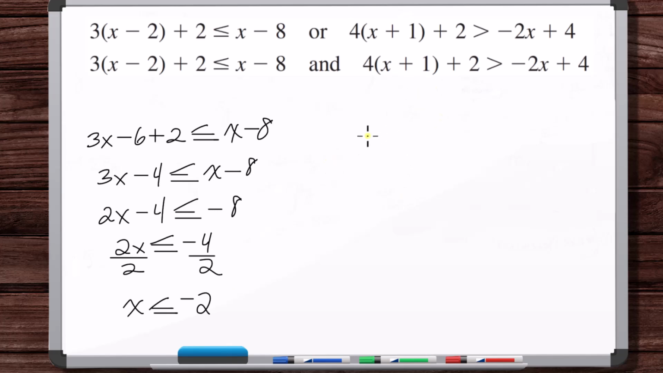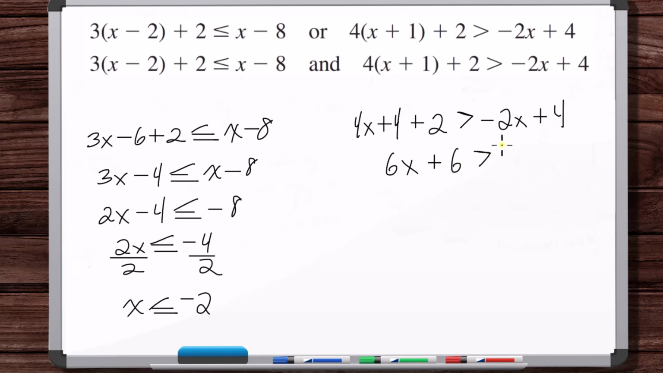Okay, now let's solve the other one. So we've got 4x plus 4 plus 2 is greater than minus 2x plus 4. Adding 2x to both sides. Okay, now 4 plus 2 is 6. Subtracting 6 from both sides. Okay, dividing both sides by 6. We get x is greater than minus 1/3.